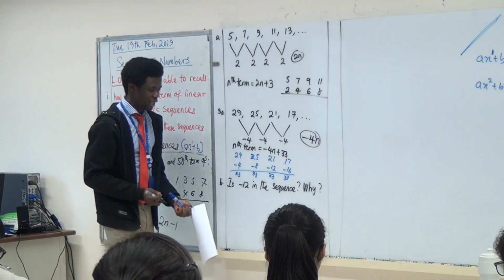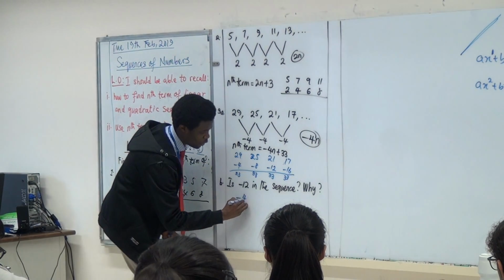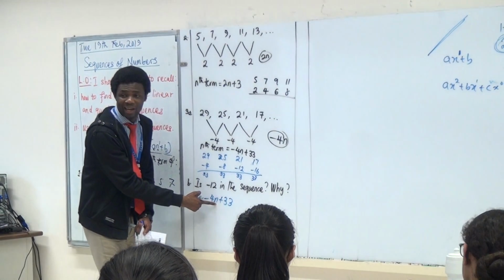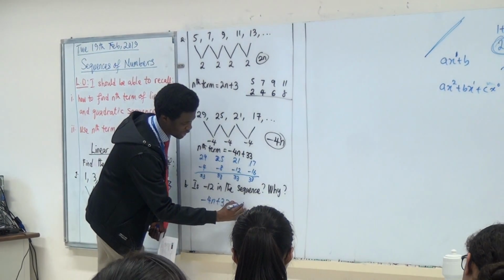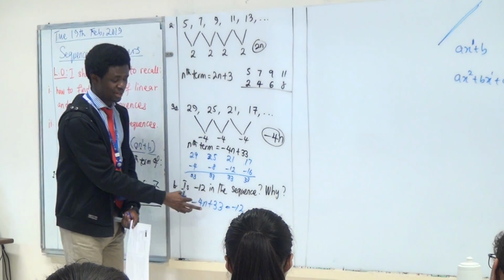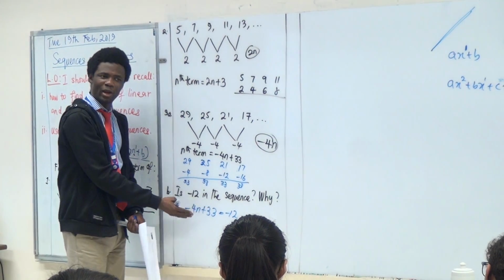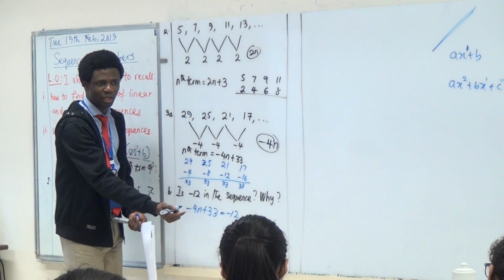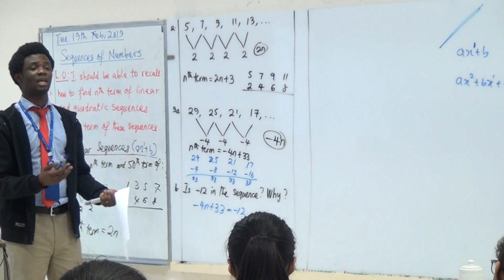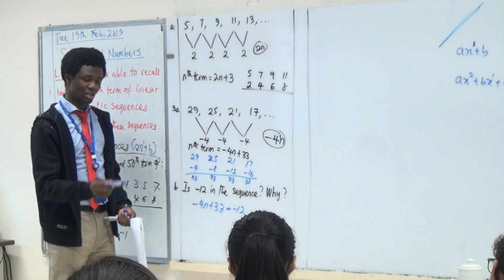The reason is, if indeed it is part of the sequence, then negative 4n plus 33, for any particular n, must give us negative 12. So maybe when n is 1, we get negative 12. Maybe when n is 2, you must get negative 12. Maybe when n is 3, like that. So the idea is to work out that n and tell us why it is possible or why it is not possible.